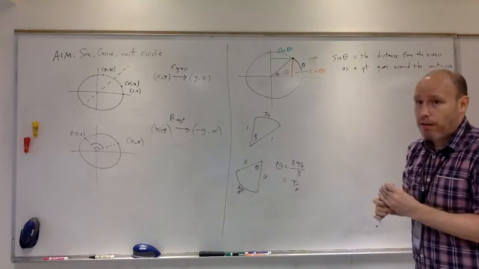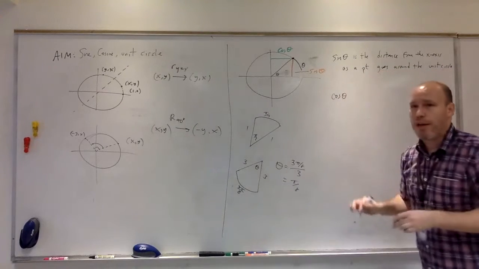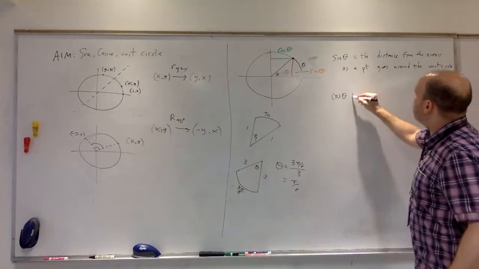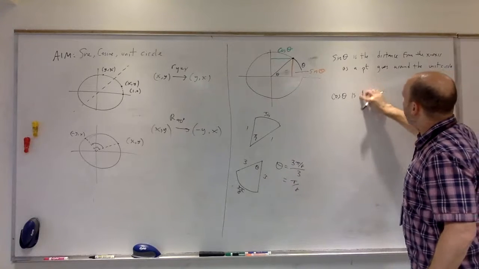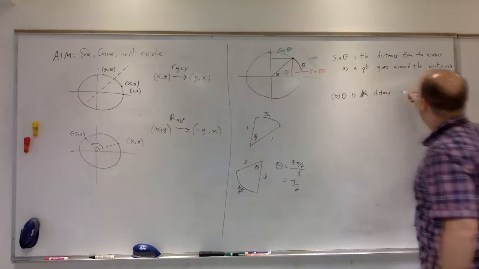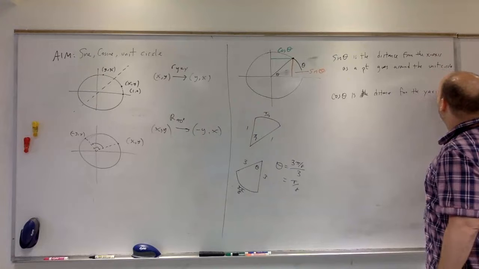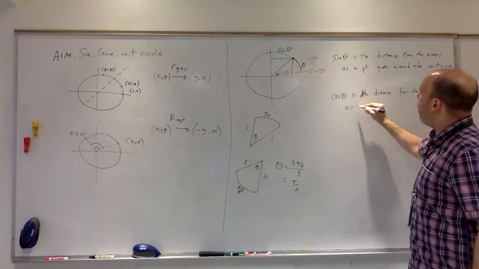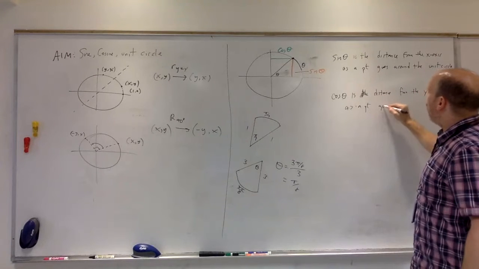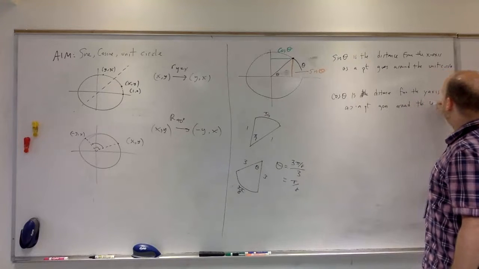And what's cosine? The cosine function is the distance from the y-axis as a point goes around the unit circle.